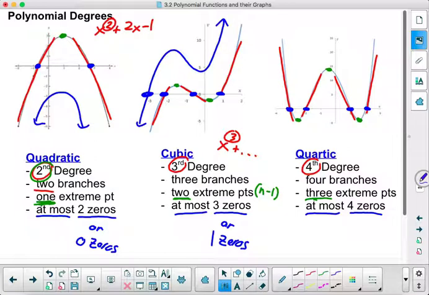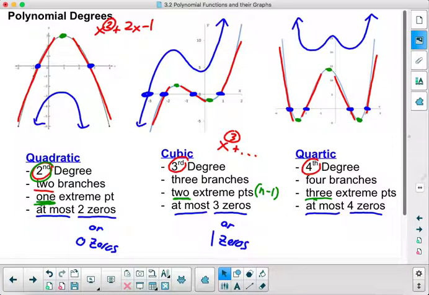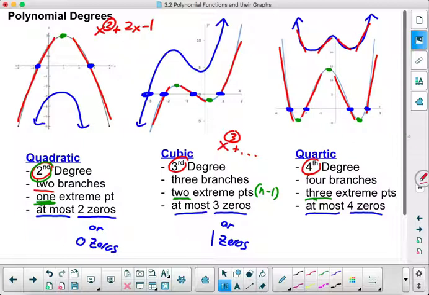Could you draw a quartic function with less than 4 zeros? Yeah, I can make the same looking shape here. I could do something like this. That's got 4 branches, 1, 2, 3, 4. Does that ever cross the x-axis? No. So this would have 0 zeros. So I could draw one like that.